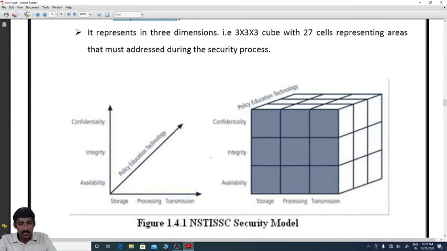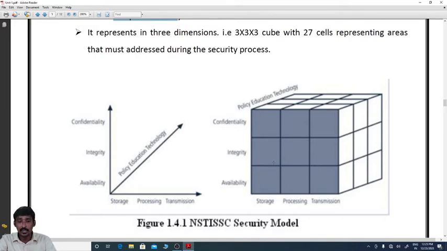Another view is based on the way we are going to apply different kinds of policy, education, and different kinds of technology. So these are the different views we need to follow while we are going to secure information. One mainly focuses on characteristics, another focuses on storage, and another focuses on the way we are going to provide solutions.